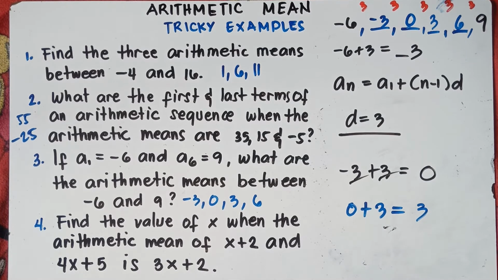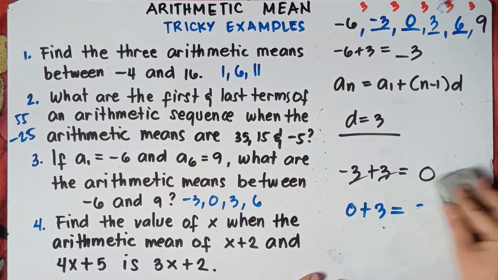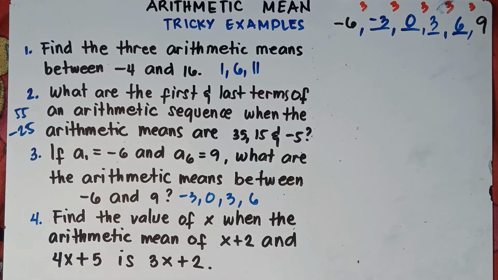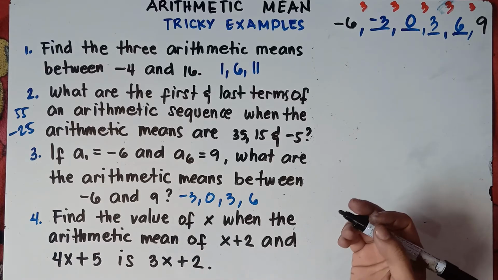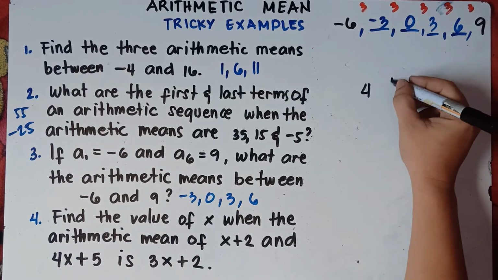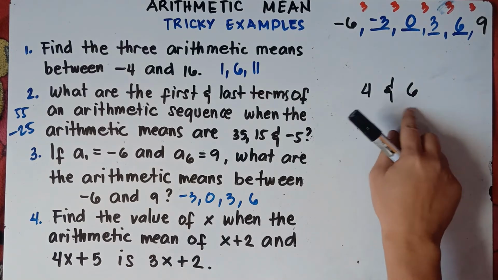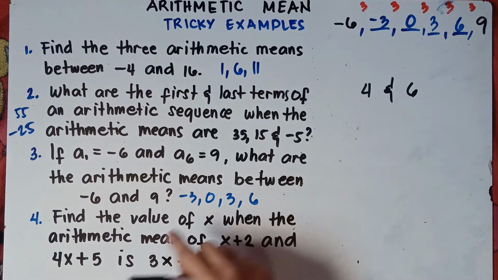Alright, let's try number 4, class. Find the value of x when the arithmetic mean of x plus 2 and 4x plus 5 is 3x plus 2. Now, let's try another example, class, without the variables. If you get the arithmetic mean of 4 and 6, once again, you're told to find the arithmetic mean. You're just told to find one term between these two terms.